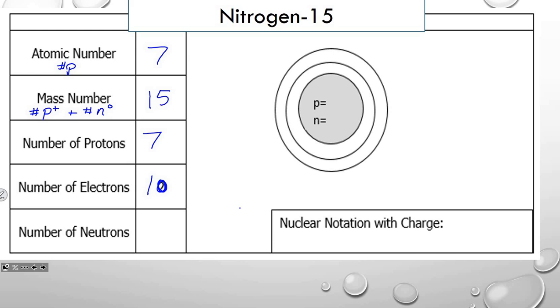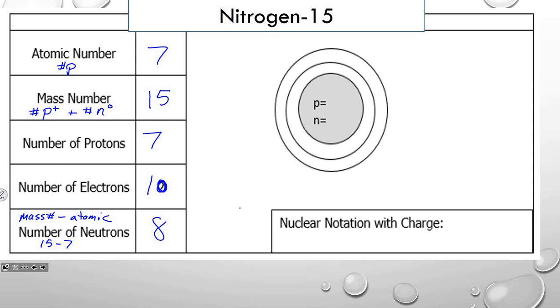Number of neutrons, how do I find that? The number of electrons would have been given to you. That's why I put it in there, because 2 won't work for this one. So how do I find the number of neutrons? Okay, I take the mass number minus the atomic number, right? So for this one, it's 15 minus 7, so we're going to have 8.